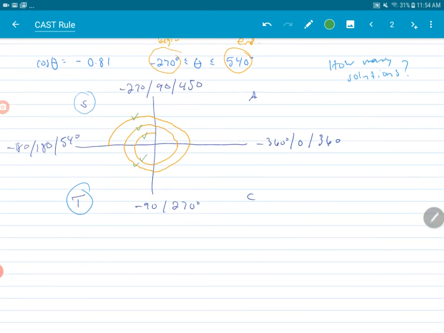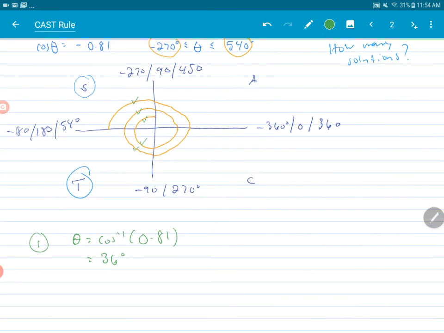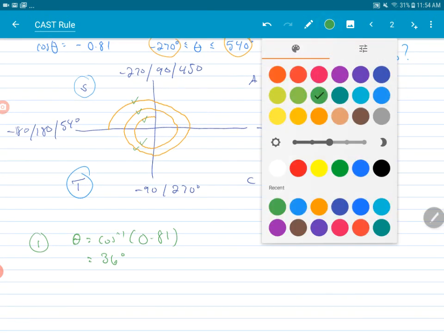So for here, we would go to step number 1. We would say find the acute angle. So I would say theta equals cos inverse of positive 0.81, because I want to find out the small angle that we're going to use to help us out. So cos inverse 0.81 gets us to 36 degrees when we round. Lovely.